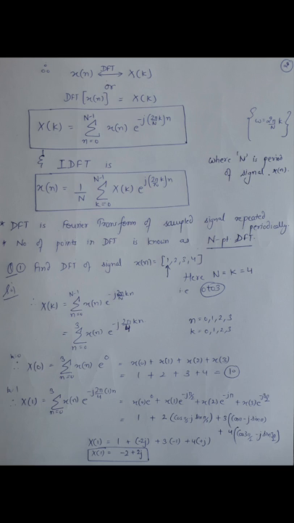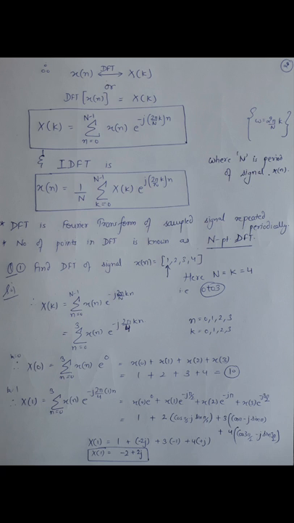Let's go for the first question, where x of n is equal to 1, 2, 3, 4, and the 0th position is 1. We have to find out the DFT. Just by seeing the equation we come to know that we have to calculate the 4-point DFT, where n varies from 0 to 3, that is 4, and k also varies from 0 to 3. So the formula of DFT is summation from 0 to n minus 1, that is 0 to 3, x of n e raised to power minus j 2 pi by n, n is 4, k into n.